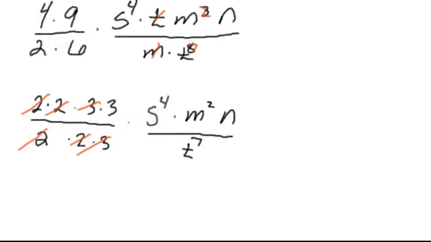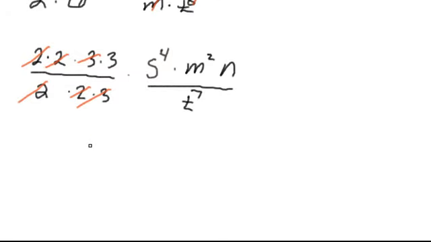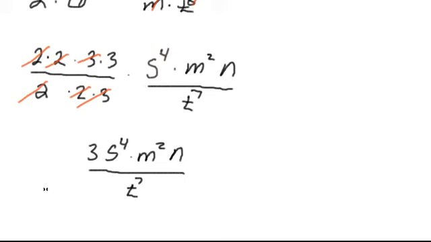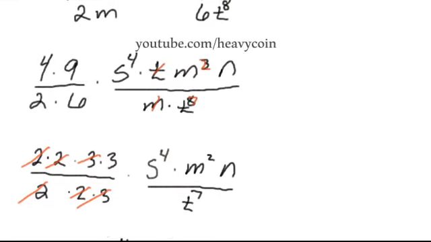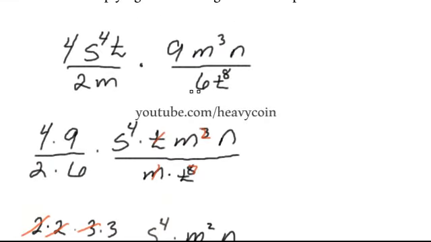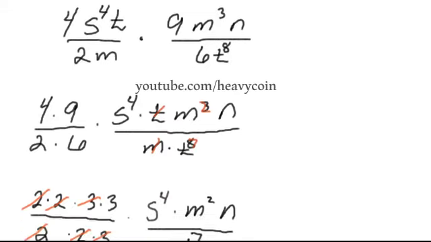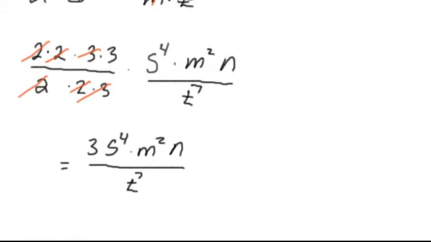Now of course we're going to write it like this, our final answer. We'll bring that 3 up. s to the fourth times m squared times n over t to the 7th. So that's what all that reduced down to. Don't forget the equal sign, because this is still equal to our original expression up here.